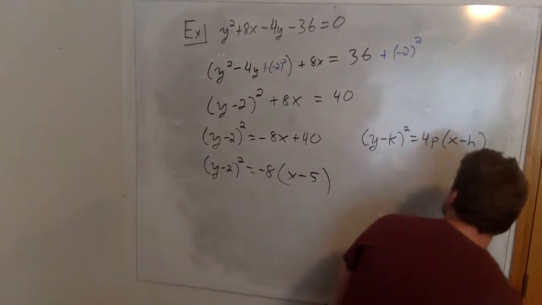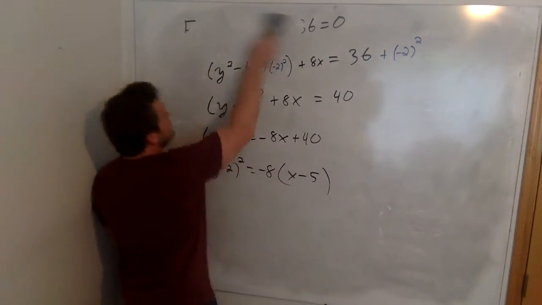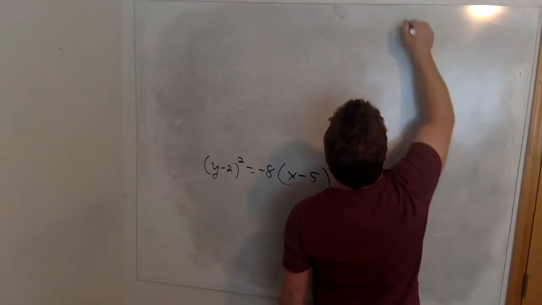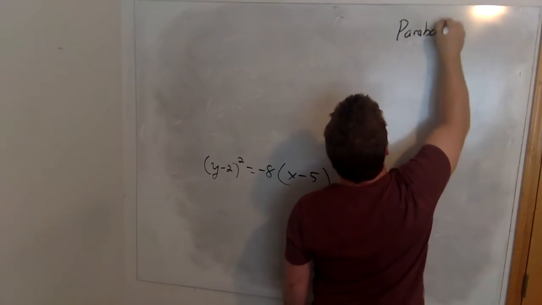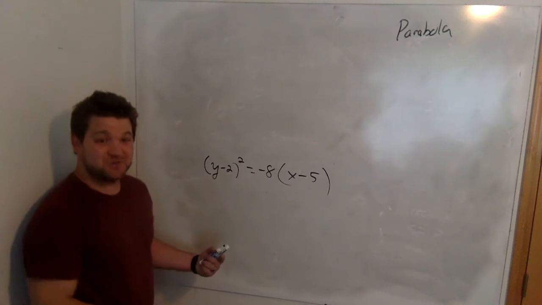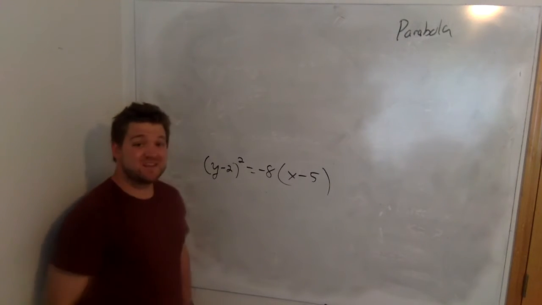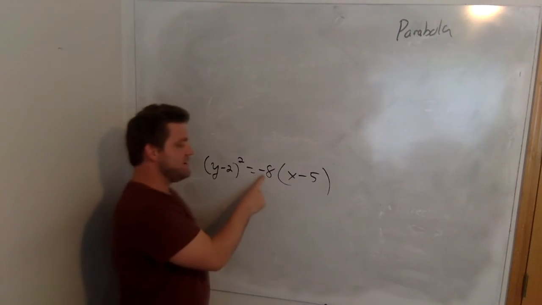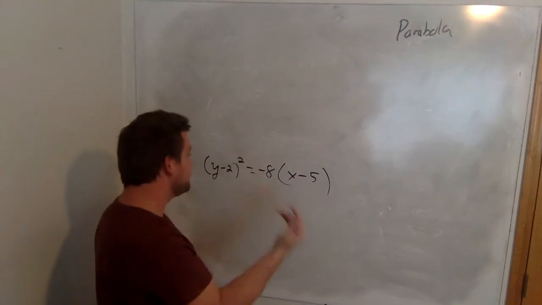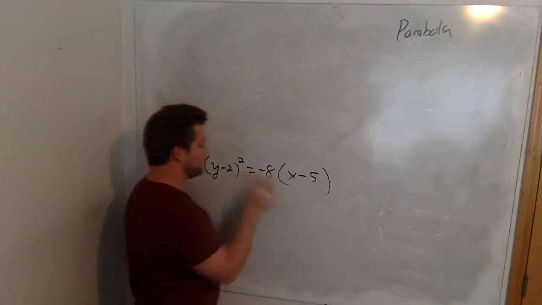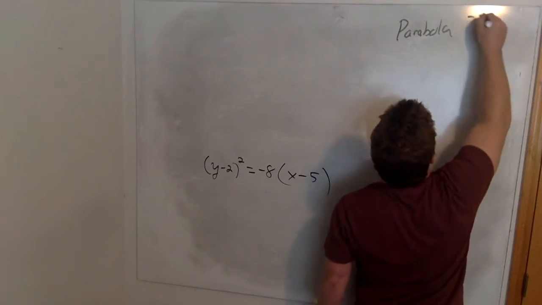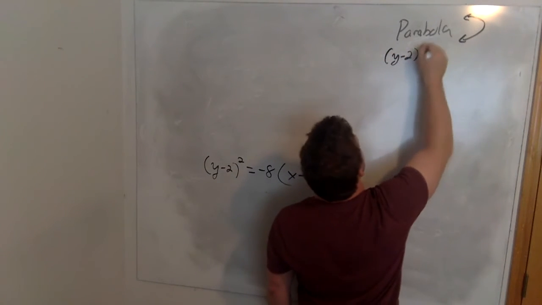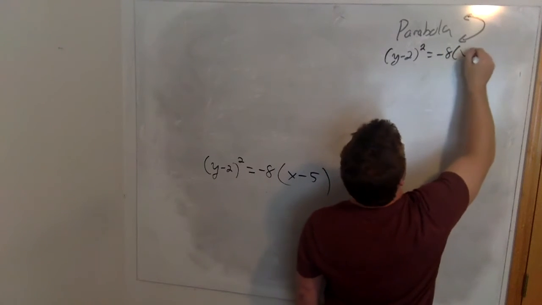All right, here we are. So we have a parabola. And here we might already be able to tell the orientation. Since the y is being squared, that's either going to be a parabola opening to the right or to the left. Since there's a negative right here, it's going to be opening to the left. This tells us that the p-value is going to be negative. This is a parabola opening to the left. Okay, let's write this: y minus 2 squared is equal to -8 times x minus 5.